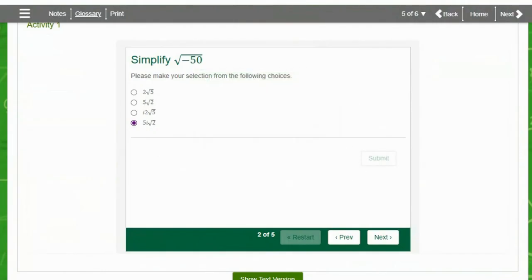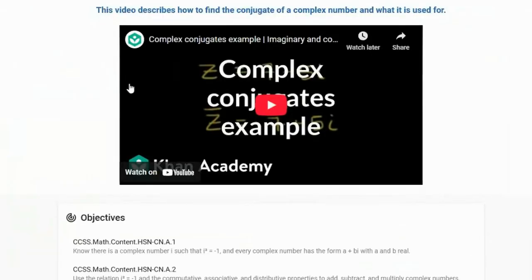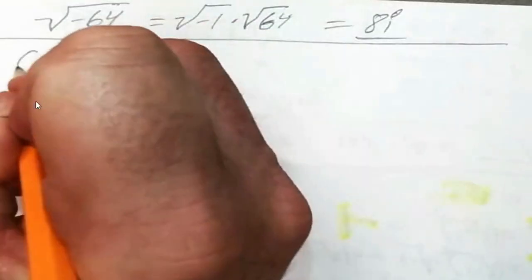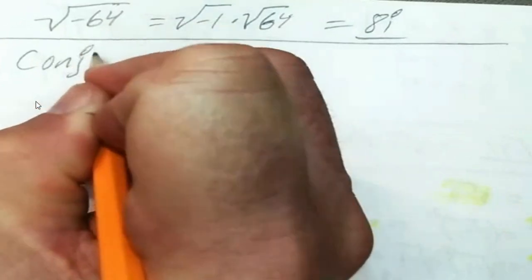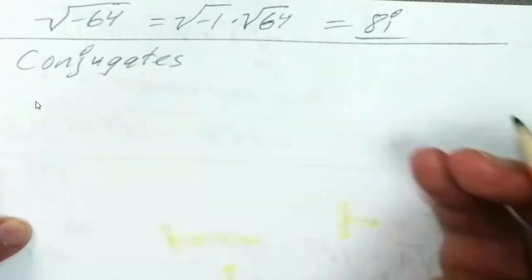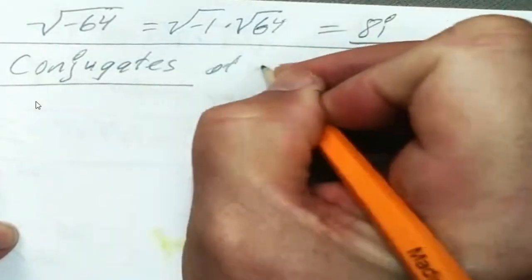All right, we're going to move on to the next list. Oh, let's look at what the assignment is. Oh, here's an example. Okay. Conjugates. Let's talk a little bit about conjugates first, because that is going to come into play in here. And I added that video because he explains it pretty well too. All right, conjugates of a complex number.